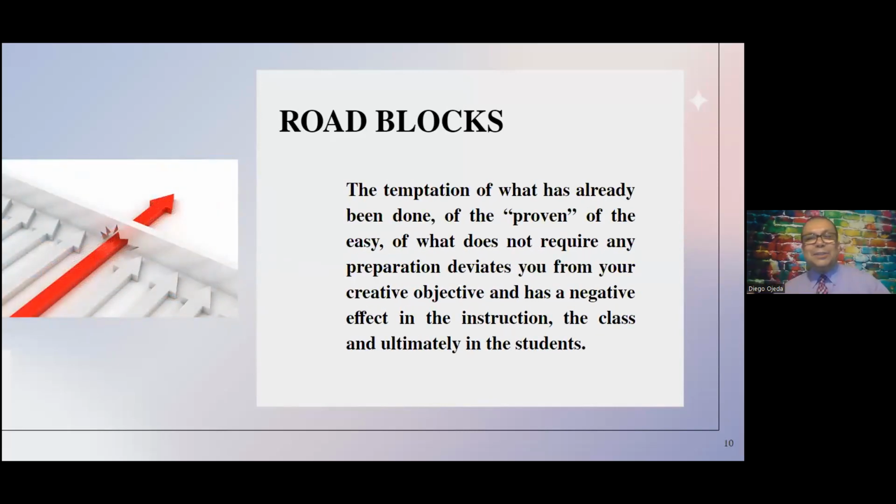Okay, so the temptation of what has already been done, of the proven, of the easy, of what does not require any preparation, deviates you from your creative objective and has a negative effect in the instruction, the class, and ultimately the students. So the temptation of doing what has been proven. And the thing is that most creative teachers are doing things that have never been done in other classes. In other words, they are not in a book or on a website, but somehow it's working.